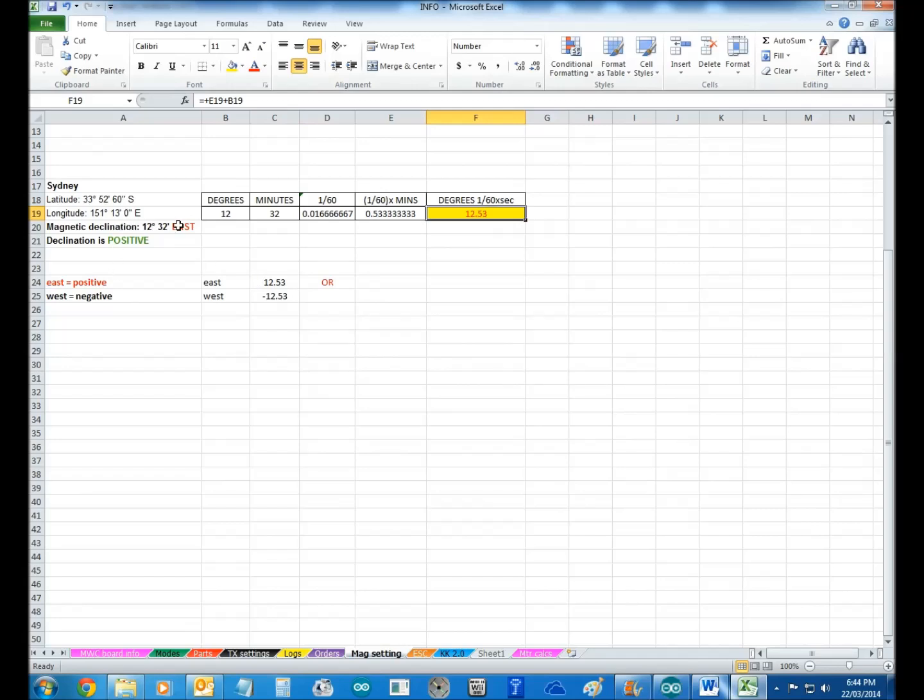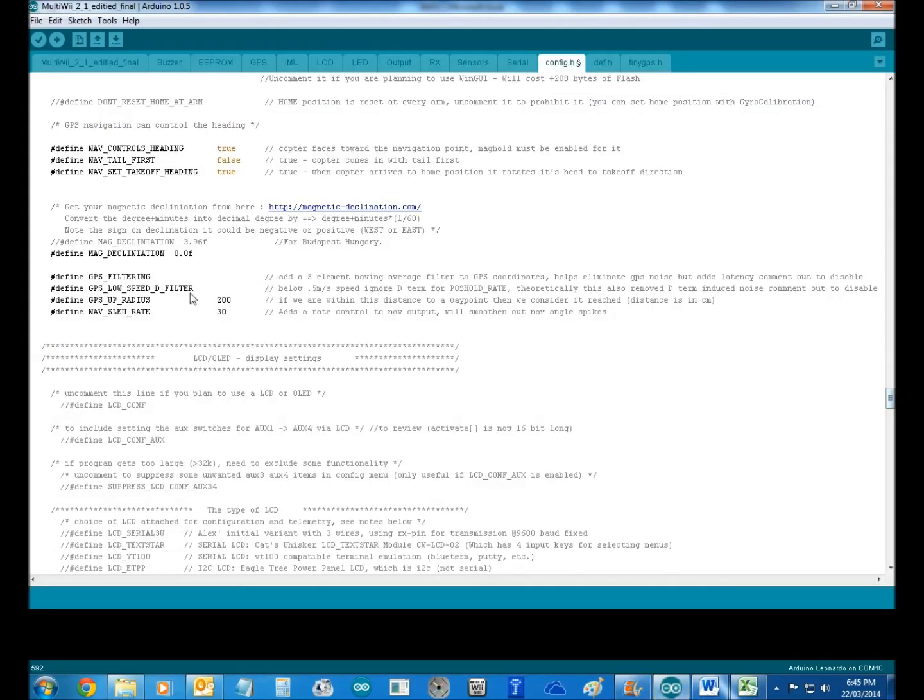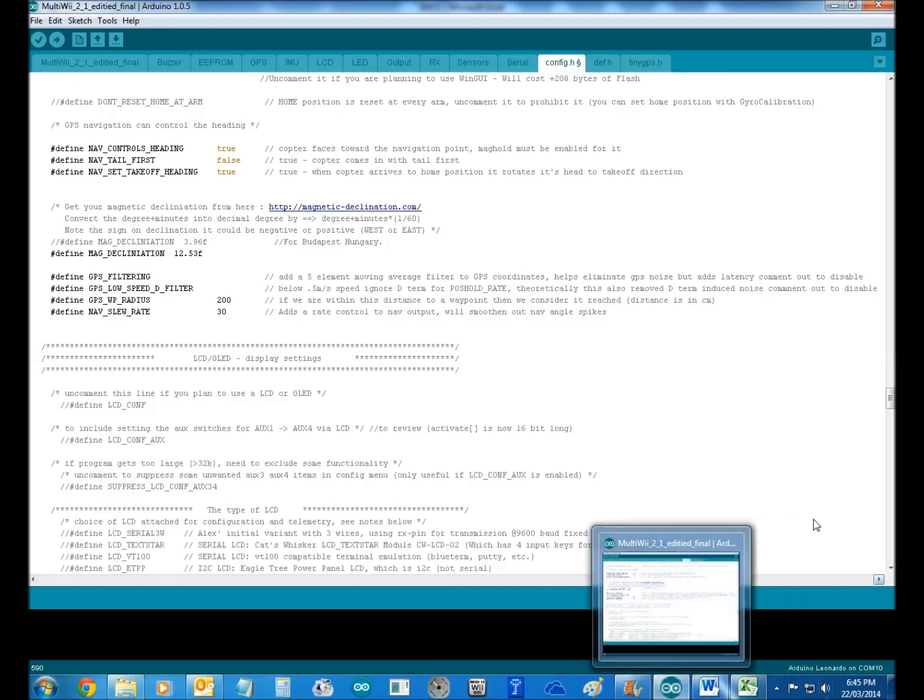12.53. Now, east is positive. If it was west, it'd be negative. My number would be negative 12.53. But seeing I'm east, I'm a positive 12.53F. So I go down to my magnetic declination number. I punch in 12.53. It's already got the F there. Save that. Do the verify and upload, and people, that is as easy as it gets.